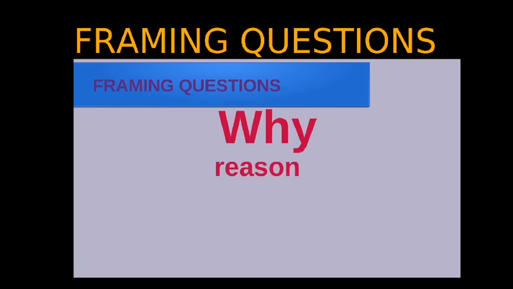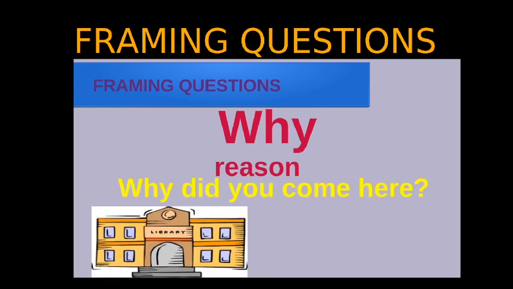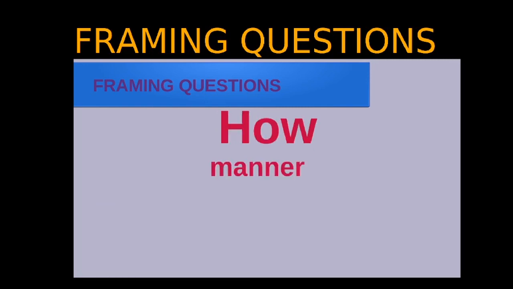Next one is why. Why is asked to know about a reason. Why did you come here? The library. So someone asks you, why did you come here? It's for taking books, right? So you have a reason. You get a reason for that, and you use why. You make a question with why. How is used to tell about a manner. How is ice cream made? Manner means how a thing is done.